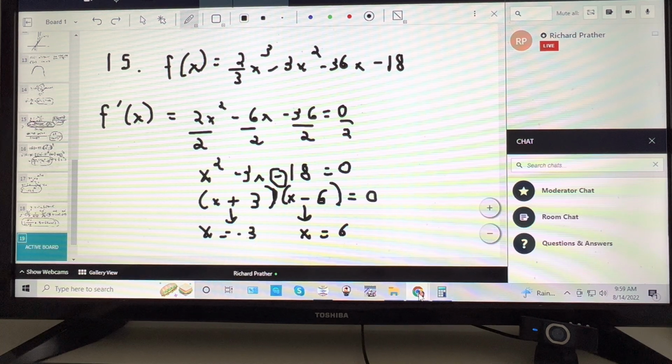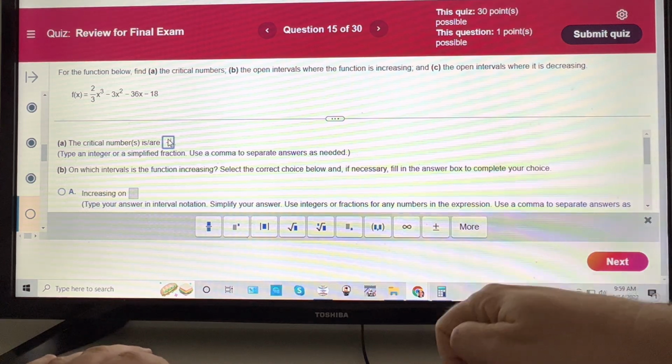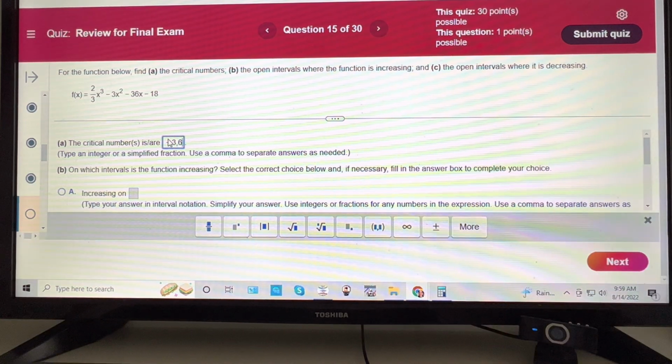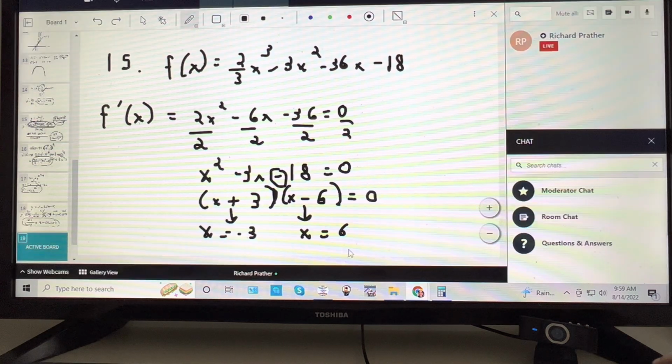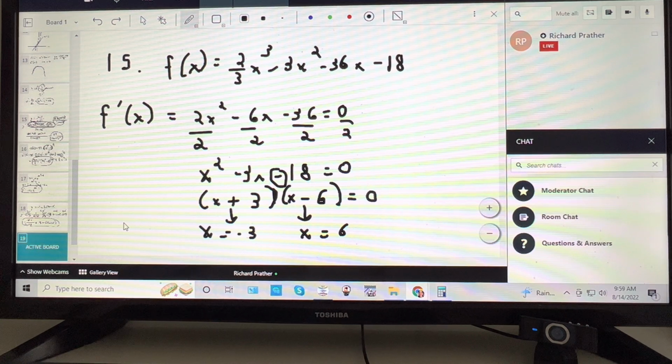That's part A. They want you to list the critical numbers. There's 2 of them, and separate answers with a comma, it says. Negative 3, 6. So these are the only 2 times the derivative is 0. It's 2 sections of the original graph that's just flat for a moment.